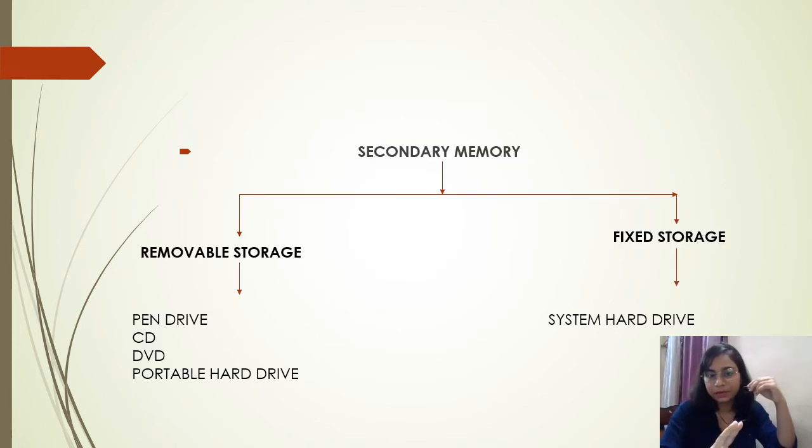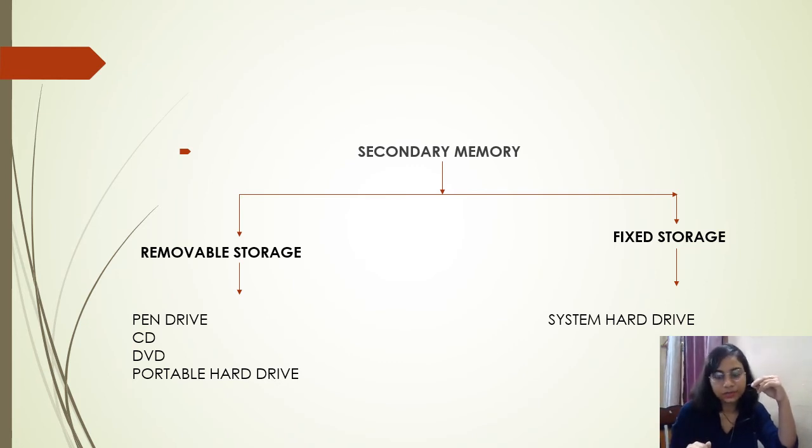Now secondary memory also has two types of storage devices, removable and fixed. Removable storage devices are storage devices which we can take out from the system and we can use in another system also. Like a pen drive, we can carry it from one place to another. We can use it in different computers. CD, DVD, portable hard drive. Nowadays we have hard drives which we can use in different systems. It is portable because we can move it from one place to another.